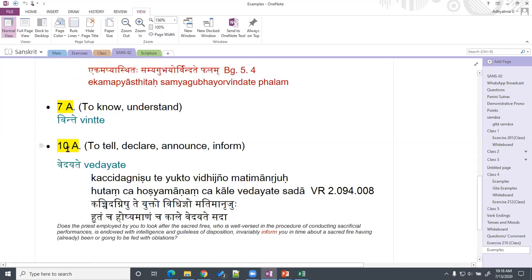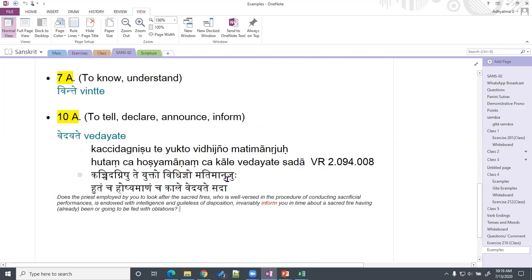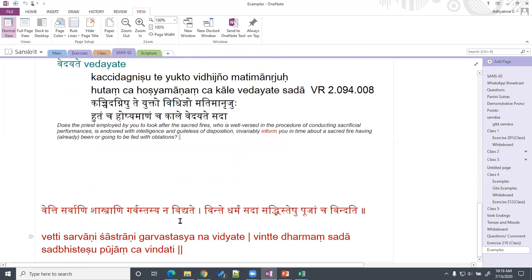It also belongs to 10th class, Atmanepadi, and its form becomes Vedayate. This is an example I found from Ramayana. It means Vedayate, to inform. We will include all these examples in the class notes so that you can study them and understand how these things are working. Then there is this verse somebody has created which gives you the different forms from different classes of the same root.